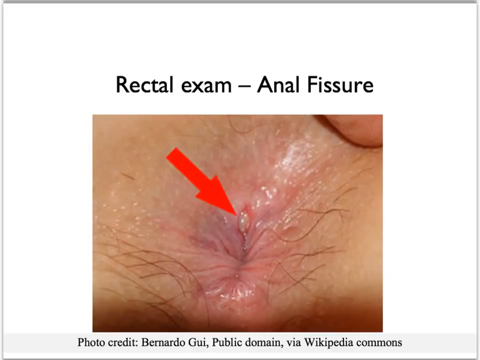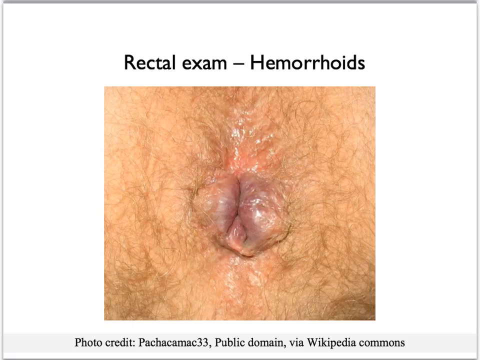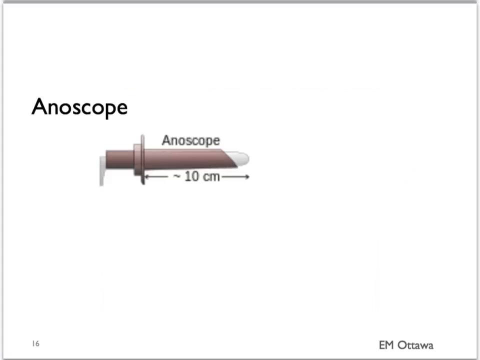There are also other things we can see on the rectal exam. On examining the patient, you might be able to see a small anal fissure, and that might be the cause of the GI bleeding and the pain. Similarly, you might be able to see hemorrhoids on the rectal exam as well. On the picture here, these are external hemorrhoids. On examination in the rectum, you may be able to feel internal hemorrhoids as well.